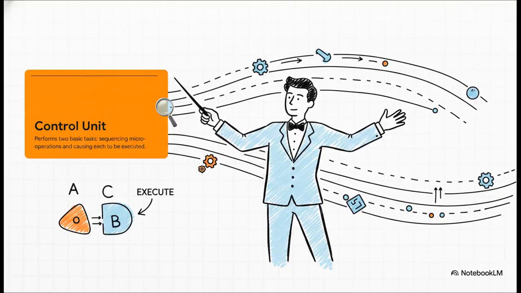But wait, this brings us right back to our central mystery, doesn't it? Who is coordinating this choreography? Enter the ultimate conductor of our microscopic symphony, the control unit. The control unit really just has 2 basic jobs. First, sequencing, which basically means causing the processor to step through these micro-operations in the exact right order. And second, execution, actually making each individual micro-operation happen.